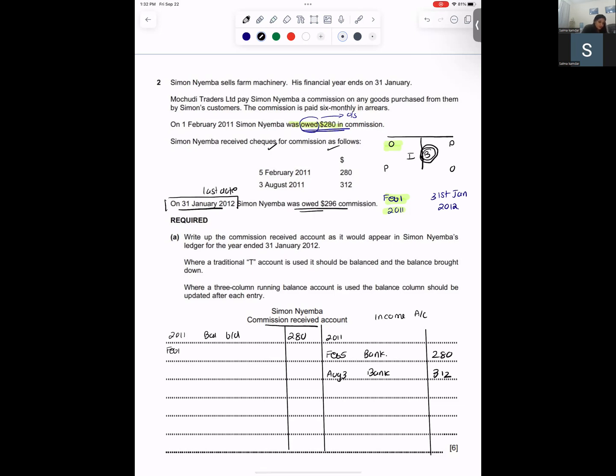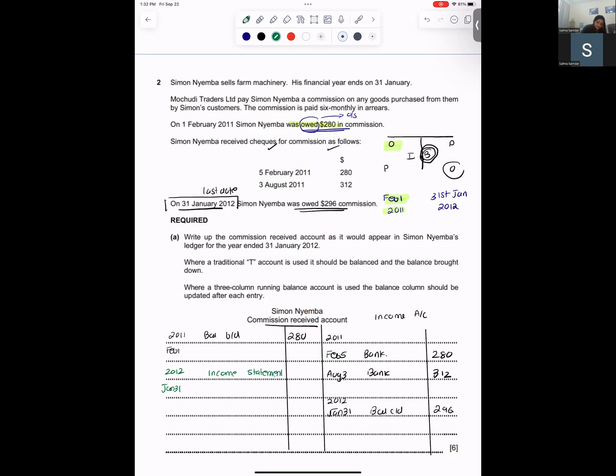commission was owed 296. Owed commission on the last date, 2012 Jan 31. Commission owed, balance carried down is 296. What I need to find out is the income for the year on the last date, that is 2012 Jan 31. I need to find out the income for the year. So it would be income statement.